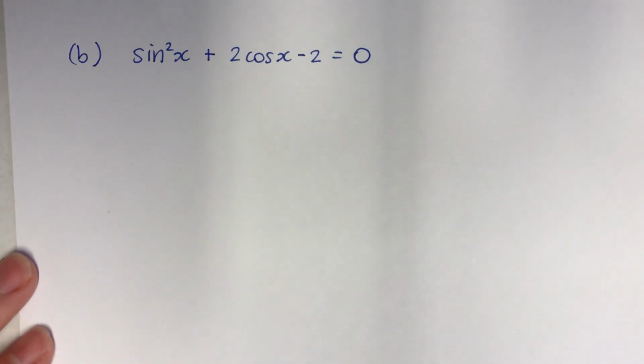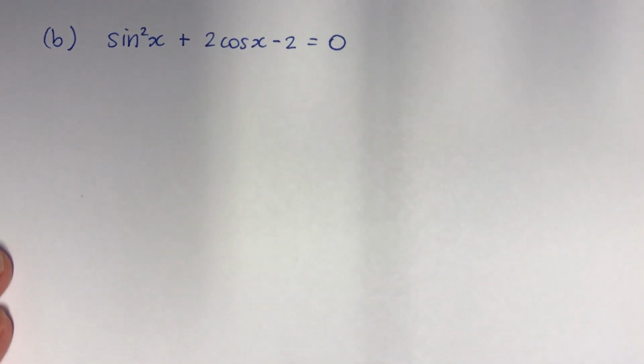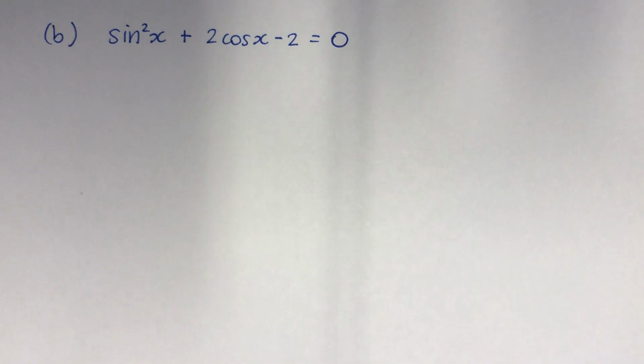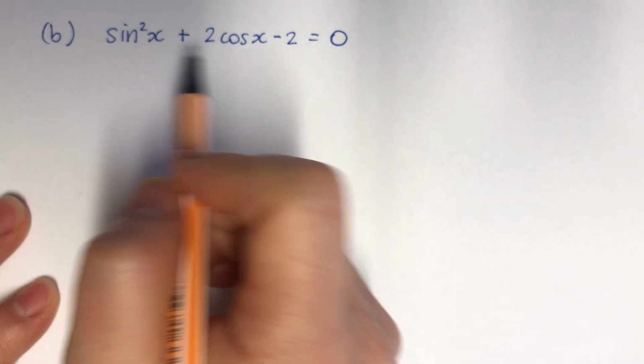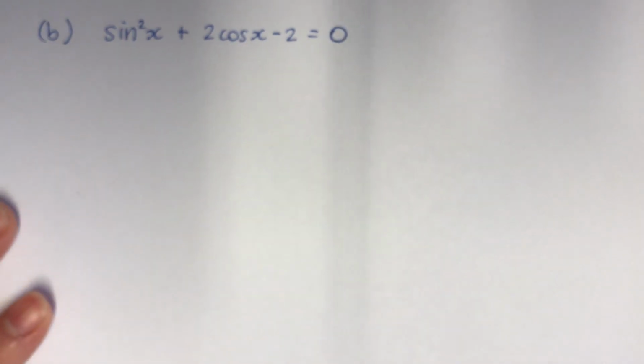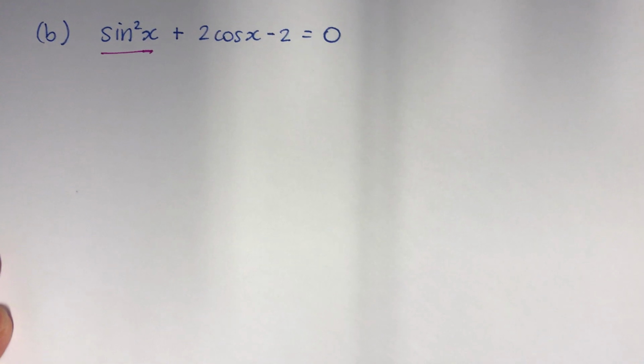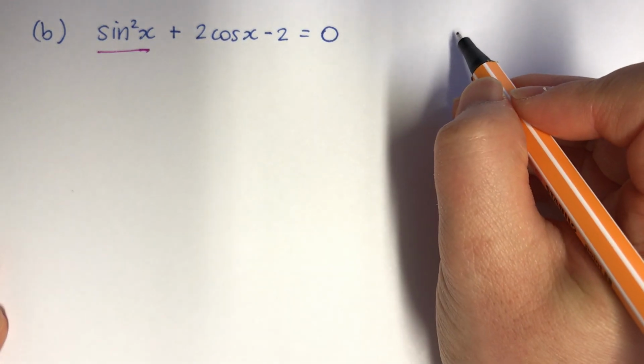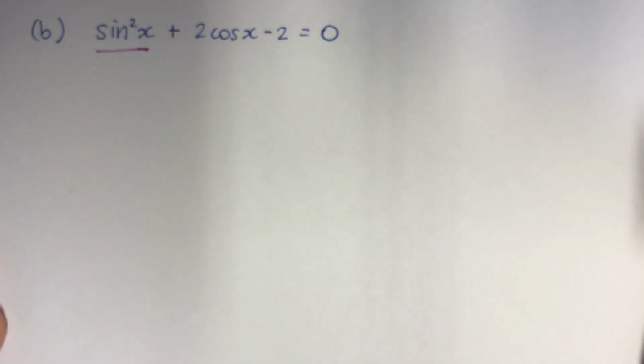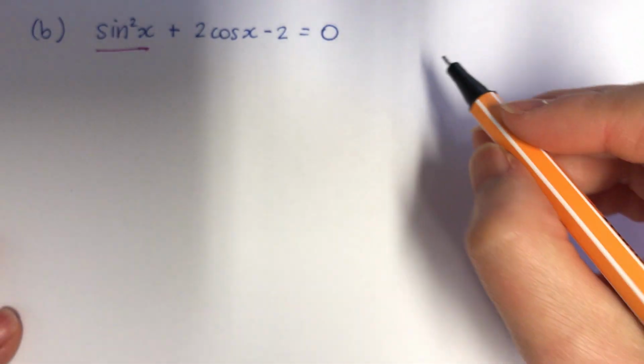All right, the last one. Okay, that looks like a quadratic, but I can't really solve it as a quadratic because they're in different terms. So I need to change sine square in terms of cos. And we've got this trig identity, don't we?